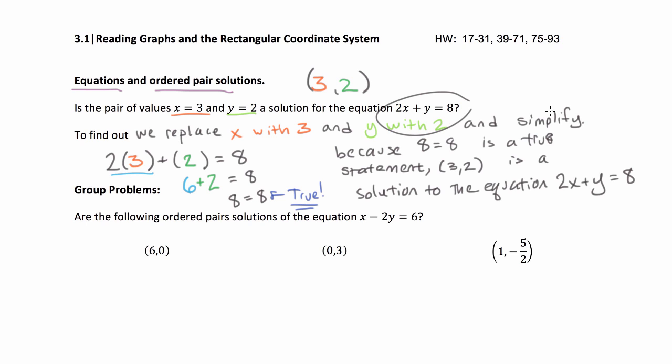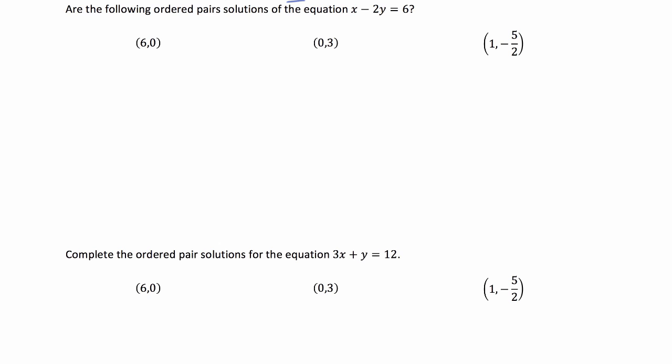Okay, so here we've got some group problems. I'm going to scroll down here. Okay, and now what I want you to do with these ones, you're just going to go through and do pretty much what I did up there. You're going to take these ordered pairs where always this first thing is your x. So this is your x, the first coordinate. The second coordinate is your y. And you're going to take those, plug them into that equation, and either that equation is going to be true or that equation is going to be false.